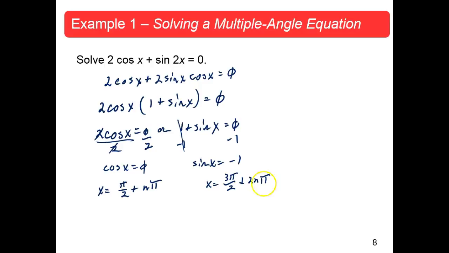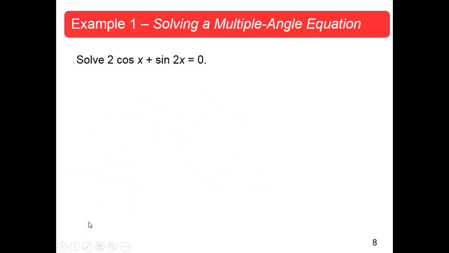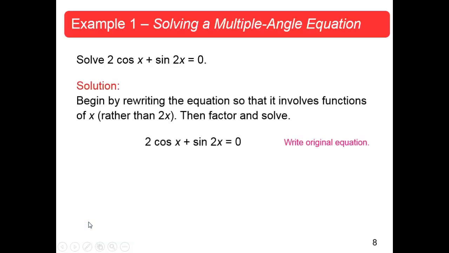All right, we did it. Let's see what they did, and I bet you they list them twice, don't they? Not all of them twice, but some of them. So let's see what they do. First thing they do, begin by rewriting the equation so that it involves functions of x rather than 2x. But they didn't do that yet. They just rewrote the equation first. Oh, that's a useful step.